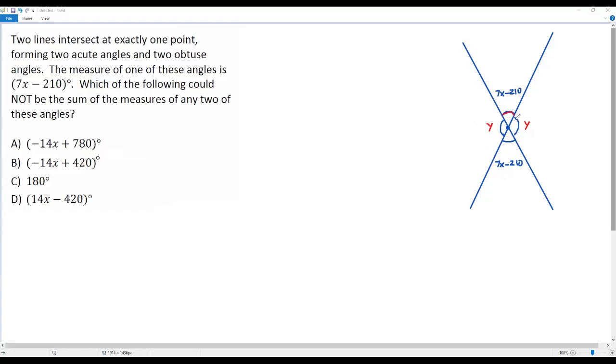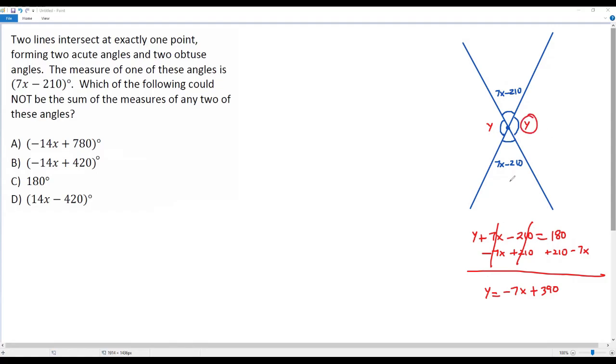Okay, now let's consider this angle and this angle. When I combine them, they form a straight angle. So this y and this 7x - 210 are a linear pair and they must add up to 180. So there is y + 7x - 210 = 180. Now let's solve for y in this equation. Let me add 210 to both sides, and also subtract 7x from both sides. The positive 7x and negative 7x cancel out, and the negative and positive 210 cancel out. We get y = -7x, and when I combine 180 and positive 210, I get 390. Here I got the value of y in terms of x, that is -7x + 390.